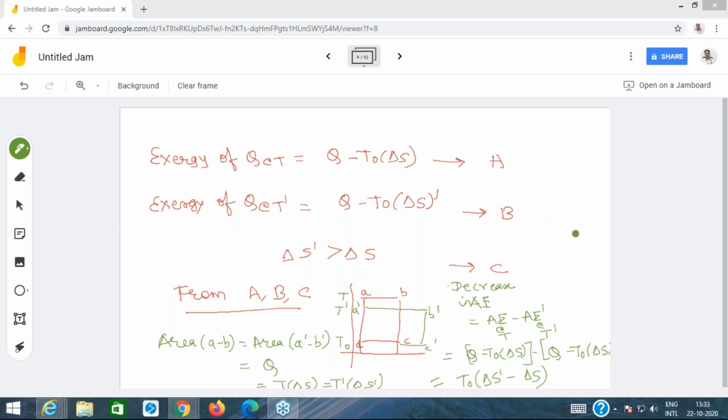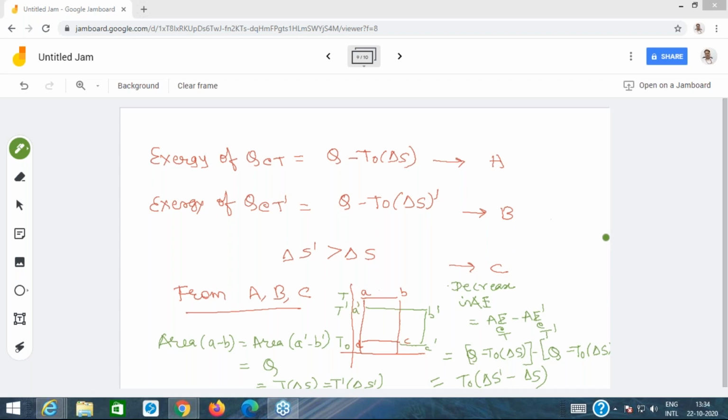So what has happened to the available energy? The available energy is now decreased from available energy 1 minus available energy 2, or available energy minus available energy dash, which becomes equal to T naught times delta S dash minus delta S. Okay, so need to be clear that there is a decrease in available energy, there is a destruction of exergy. Why has the exergy been destroyed? The exergy has been destroyed because of irreversible heat transfer.